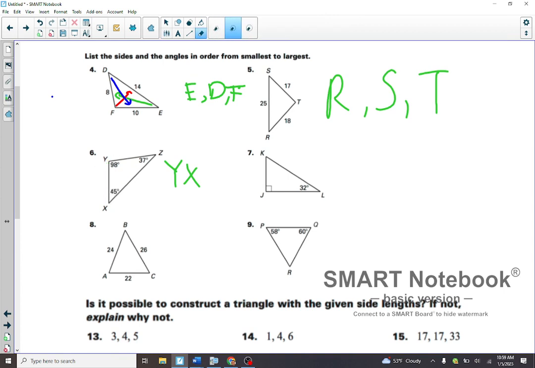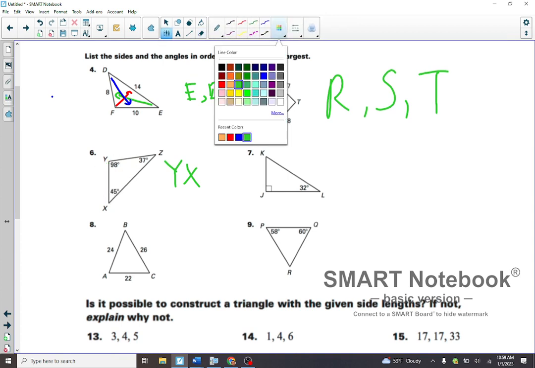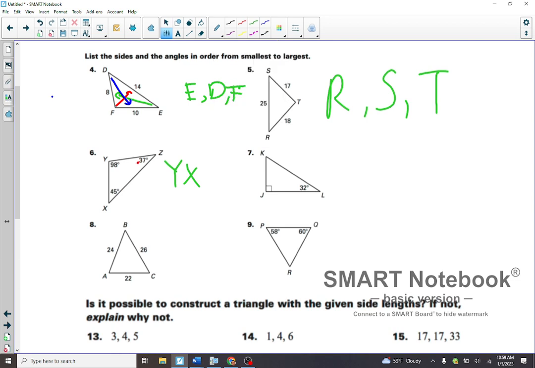Wait, I don't get it. I will put this on the test. How is YX? I will. You will? 100%. Okay, but how is YX the smallest?